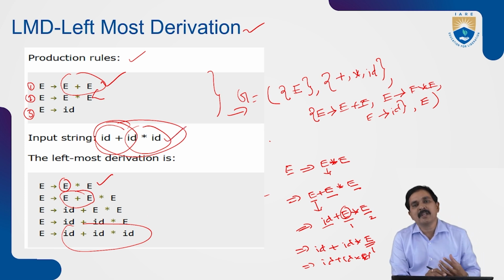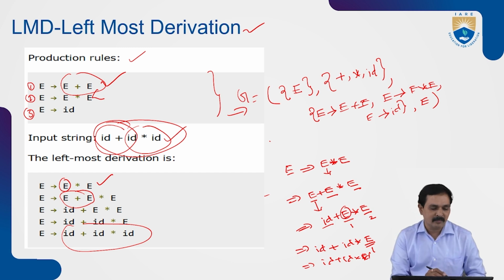For the given input string, how can I obtain that input string when you are applying some sequence of production rules in the case of leftmost derivation? So this is the way of giving the answer.